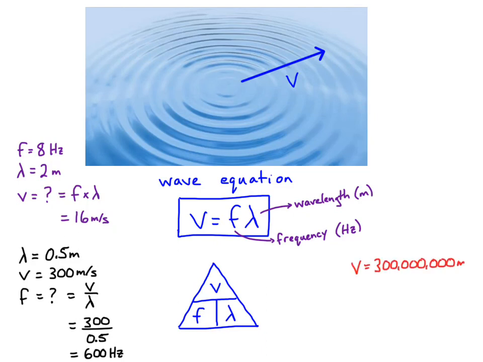Moving on. Let's try one with light. Did you know that light travels at 300 million meters per second? That's 300,000 football fields per second. It's pretty fast. Let's say the frequency is 60 million hertz, or 60 megahertz. What's the wavelength? Come on over here, cover up wavelength, and you know what to do. And it's just a plug and chug.